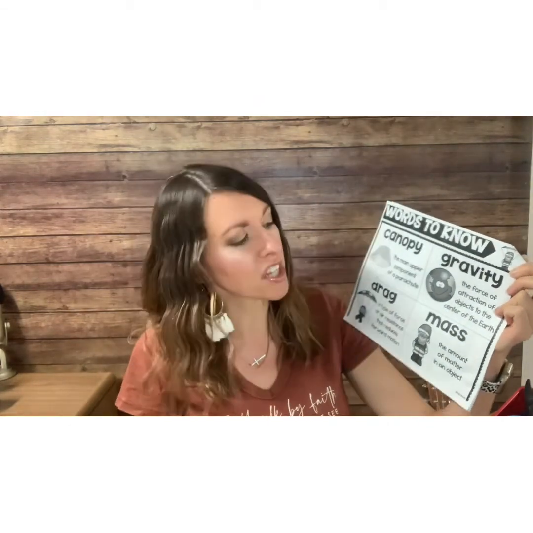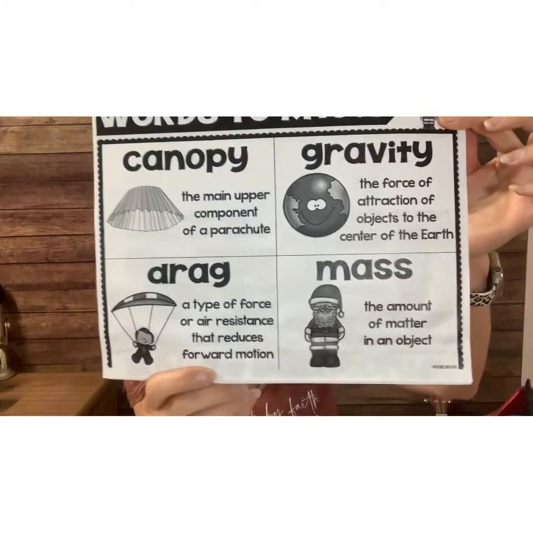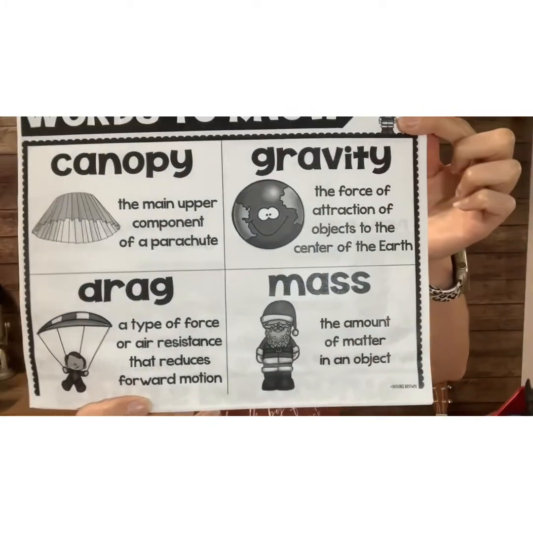And then mass is the amount of matter in an object. So when we get to science notebooking at the end of the year, we say the amount of stuff in an object. So just really how much that object weighs, how much it has in it. So these are your words to know, and you can look at them right here, or if you'd like a closer look at them, you can go ahead and look in your STEM journal.